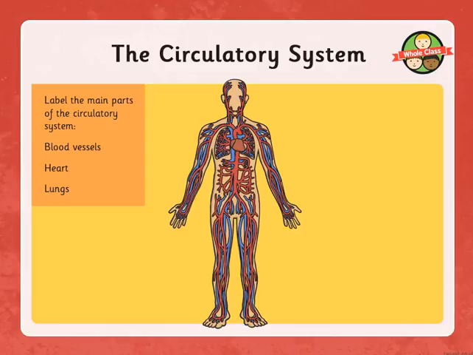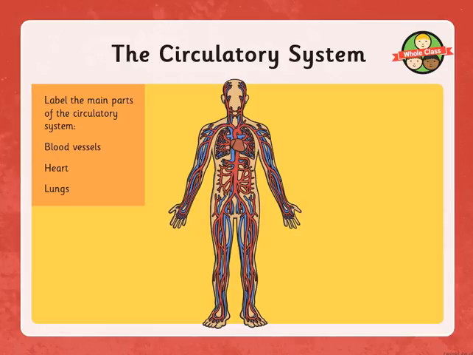Hi, welcome back to Animals Including Humans, science lesson for Year 6. This is lesson 2. In the last lesson we reviewed the different systems within the body and we introduced a new system referred to as the circulatory system. Can you remember why it's called the circulatory system?